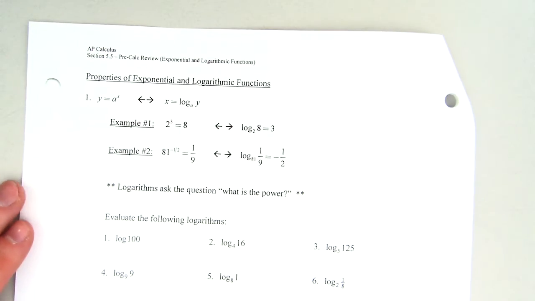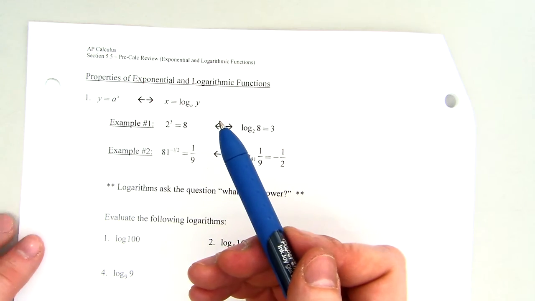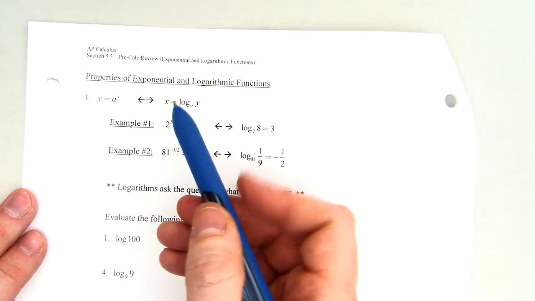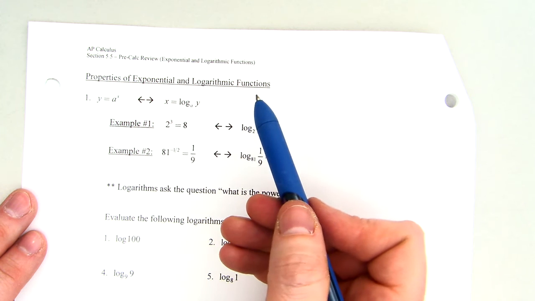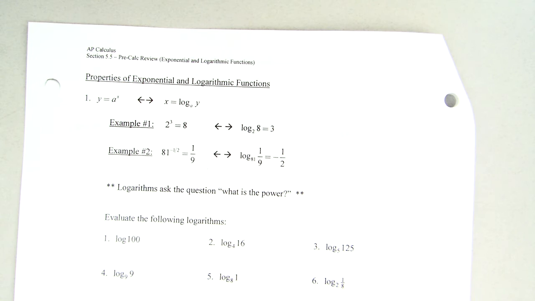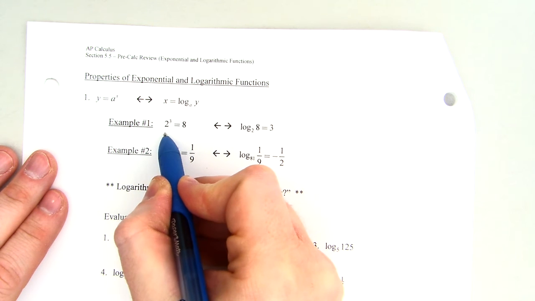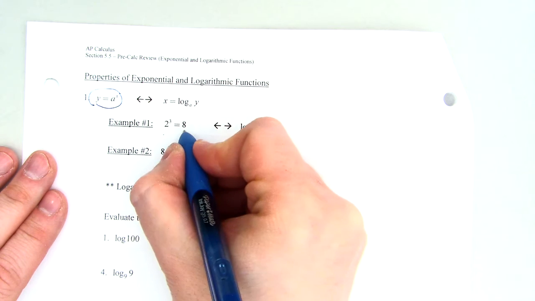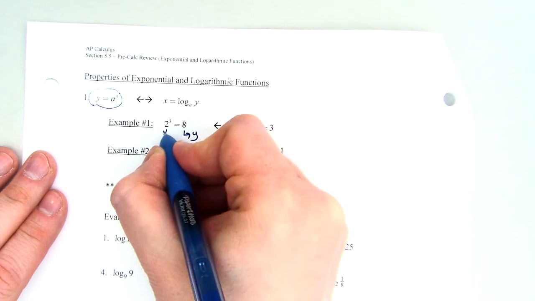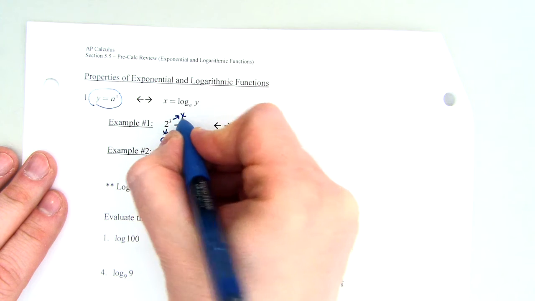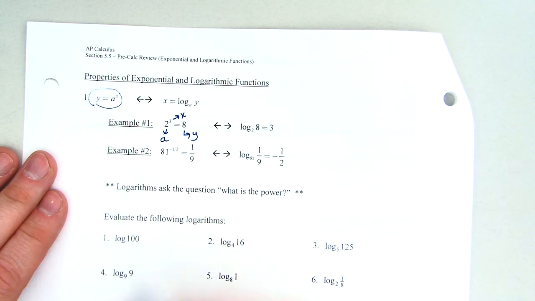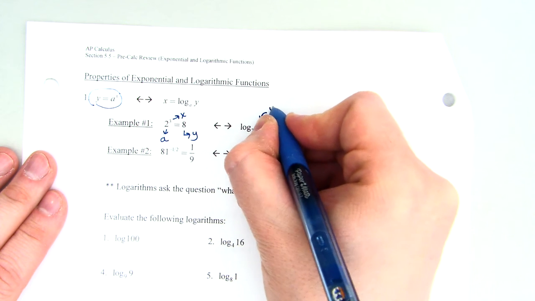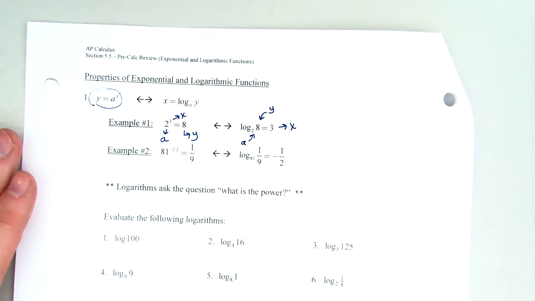A few properties of these things. This is sort of our inverse property idea. Y equals a to the x has a similar meaning as x equals log base a of y. So here's the deal. 2 to the third equals 8. Of course it does, because 2 times 2 times 2 equals 8. If I'm dealing with things in this form, my 8 is my y, my a is my 2, and my x is my 3. If I write this in log form, my a becomes the base of my log, the thing inside becomes my y, and the thing over there becomes my x.